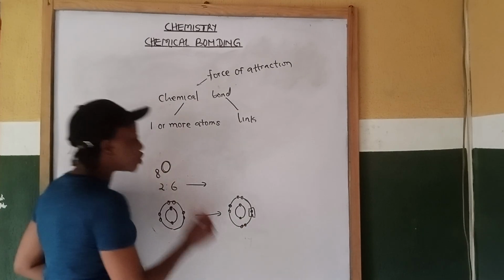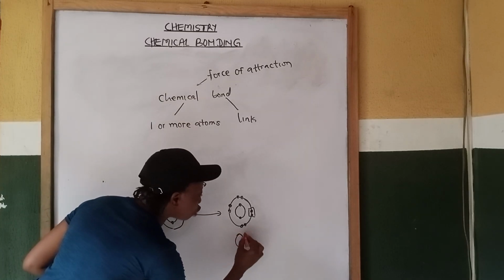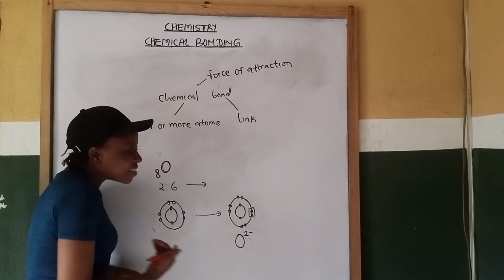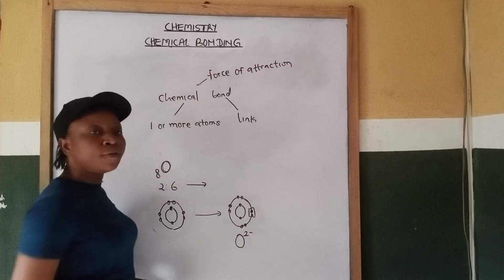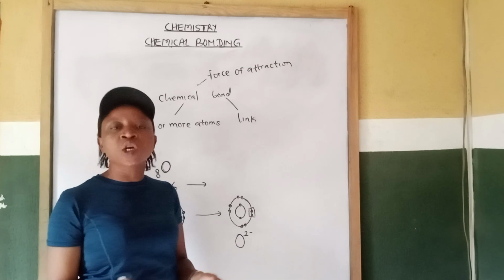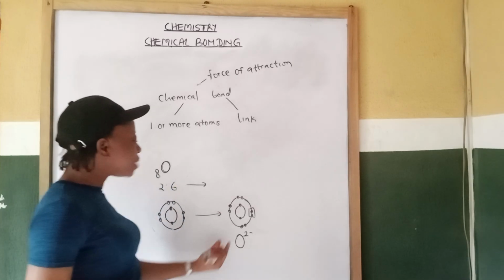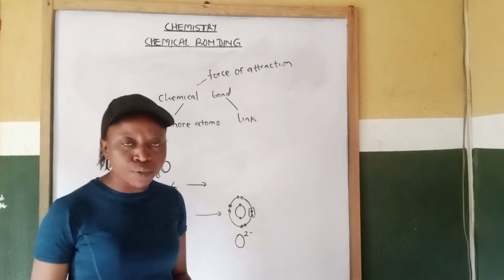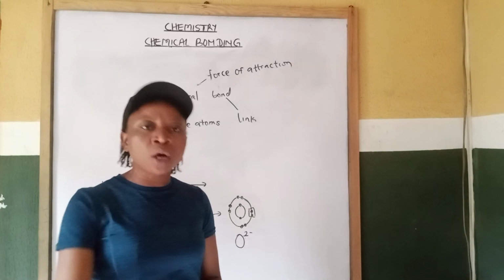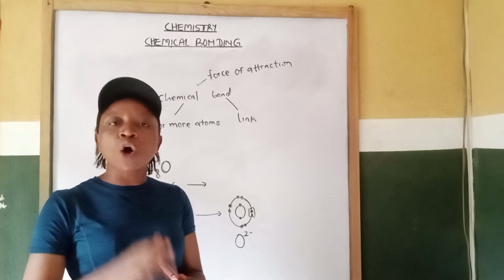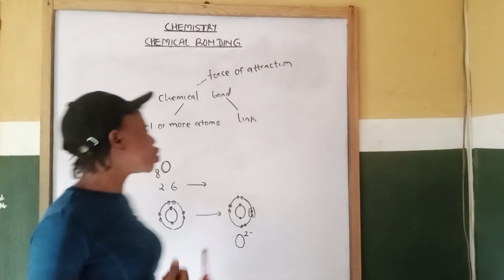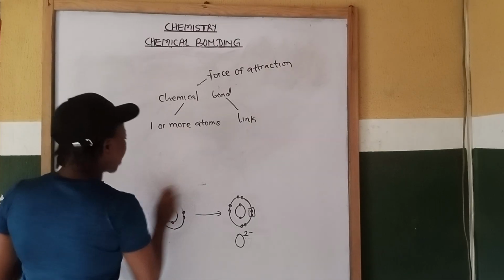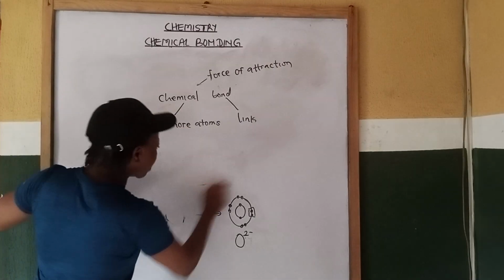So if you want to write it now, it will become an anion. That would be O2 minus. This 2 means the 2 electrons that have entered into this structure to form that stable structure of a noble gas. So a metallic atom can become stable by giving out electrons, while a non-metallic atom becomes stable by accepting electrons towards themselves. Now, let's go back to the definition of chemical bonding.